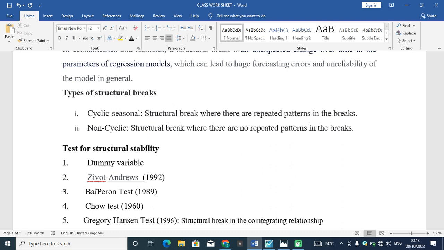So in my next video, I'm going to look at the Zivot-Andrews test, look at the Bai-Perron test. I will also teach you how to estimate the Chow test and Gregory-Hansen test one after the other. We are going to look at them critically and also explain to you how they are being done.